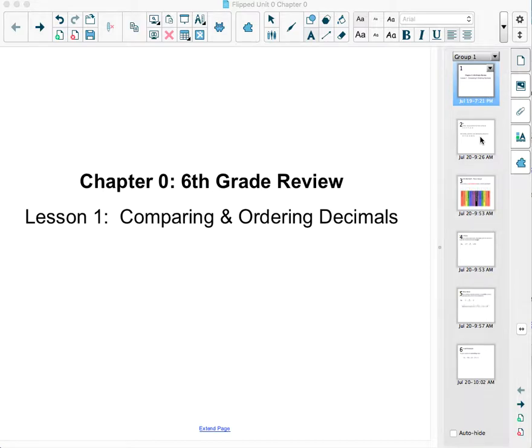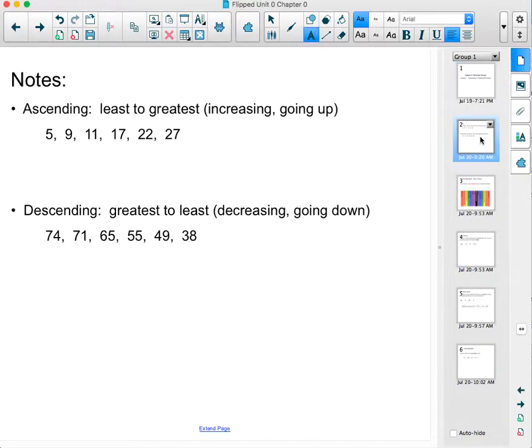Please follow along in your notes, and remember you can pause the video at any time to do some of your own practice problems. So our very first set of notes, they're a little bit of vocab here. Just remember ascending is a word that means when we order from least to greatest. Other words that mean the same thing as ascending are increasing or going up. An example of ascending numbers would be 5, 9, 11, 17, 22, 27.